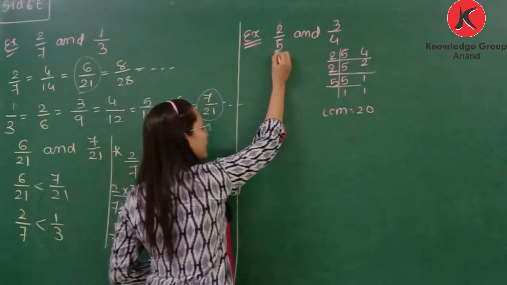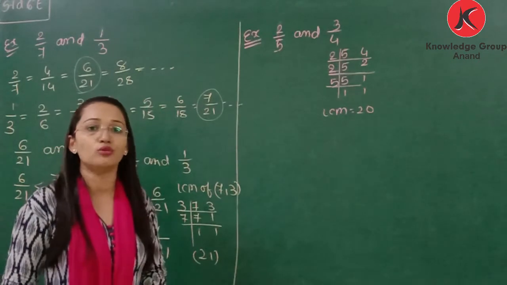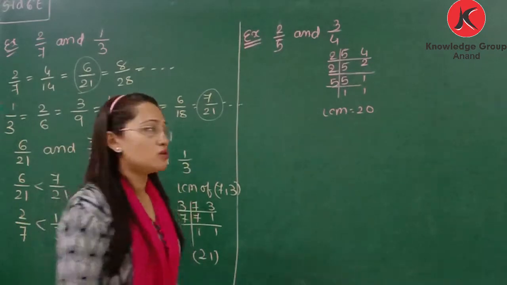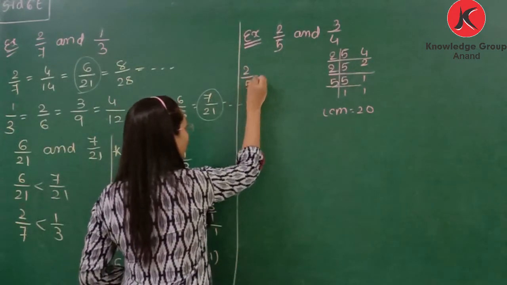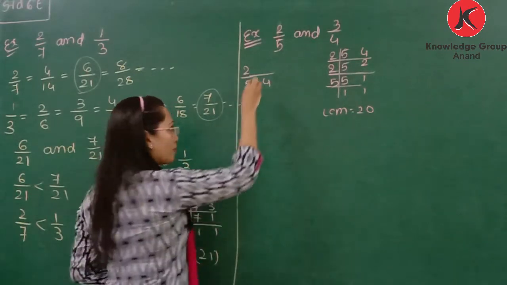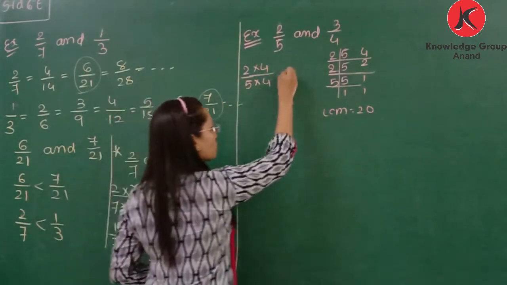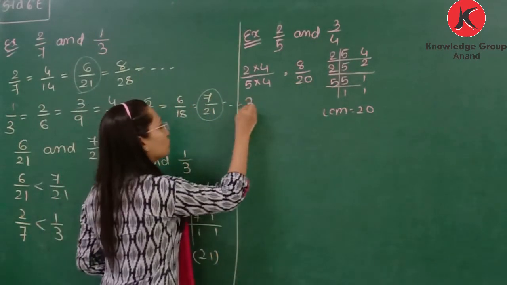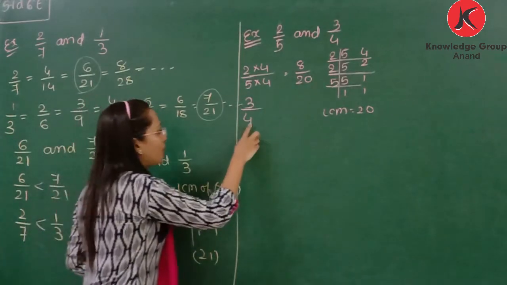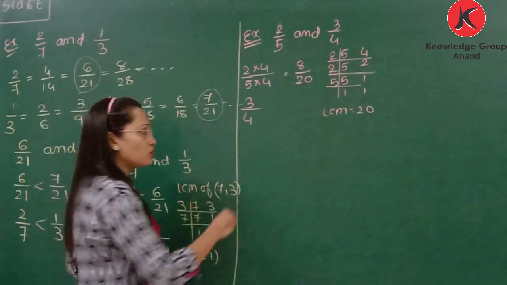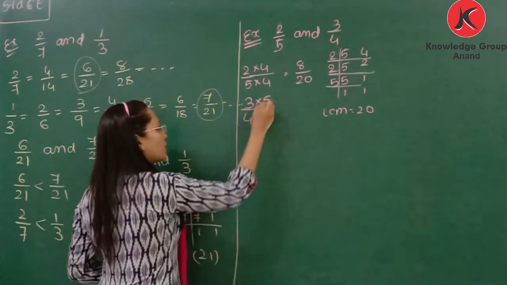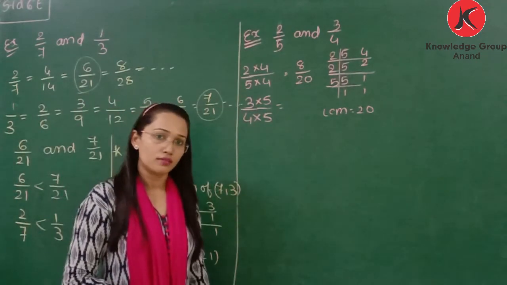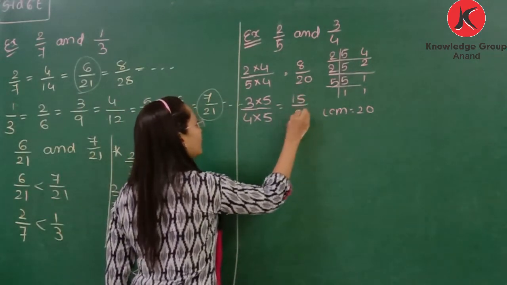So how can we get 20 here? Which number should we multiply with 5 to get 20? So here 2 by 5 is multiplied with 4. The same number we should multiply in the numerator. So we will get 8 by 20. Now 3 by 4. Which number should we multiply with 4 to get 20? It is 5. So the same number we should multiply in the numerator. Whatever number you multiply in the denominator, multiply the same in the numerator. So here we will have 15 by 20.